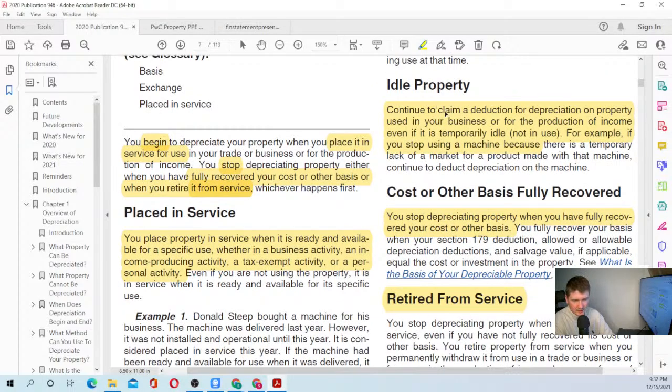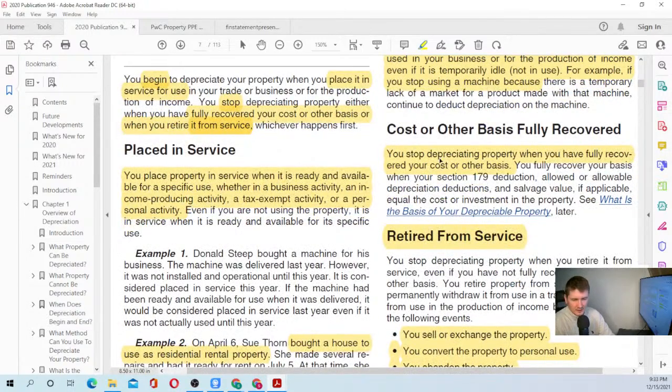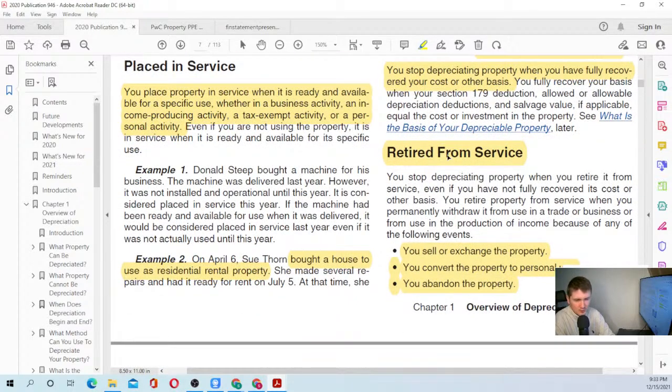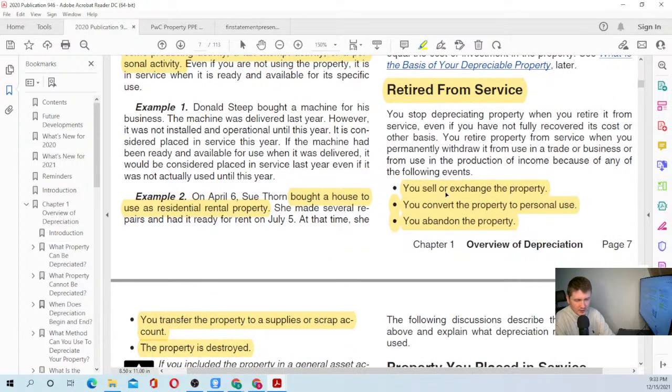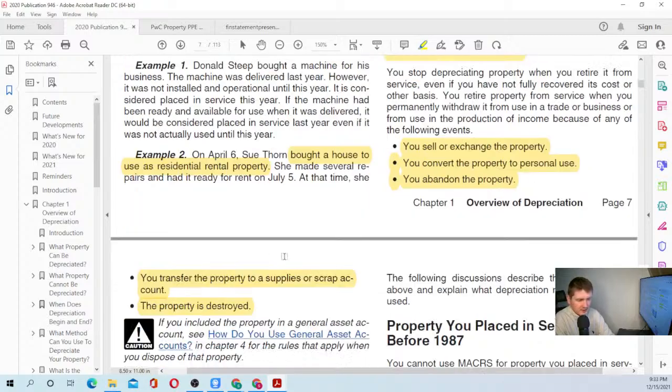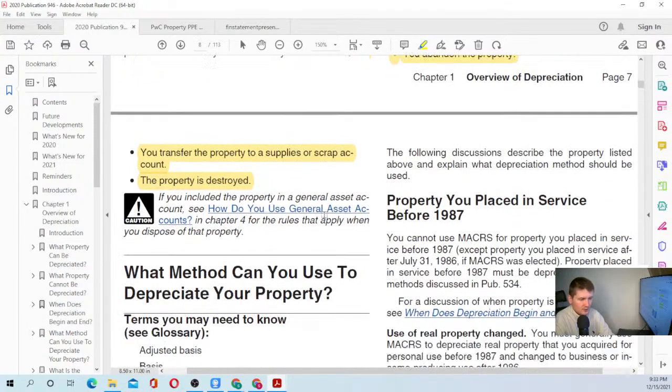Idle property. If property is temporarily idled, we continue to depreciate it. So if we stopped using some machine due to lack of market demand, we continue to depreciate that machine. Or if we fully depreciate it, again, we stop depreciating it. We cannot depreciate more than the basis of the property. Or if we disposed of the item, so we sold it, we converted it to personal use, or we abandoned it, that's where we stop depreciating it.